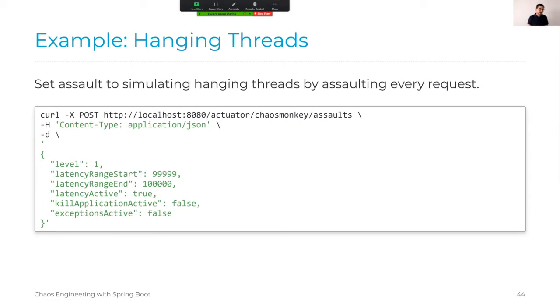Now the level is the thing where you can say how many requests will be attacked. So there is a possibility to say, for example, level 10, which would mean every 10th request would be attacked, for example. So you can specify via the level how often this actually happens. So here you see, with this kind of parameters you're passing, you can simulate this.